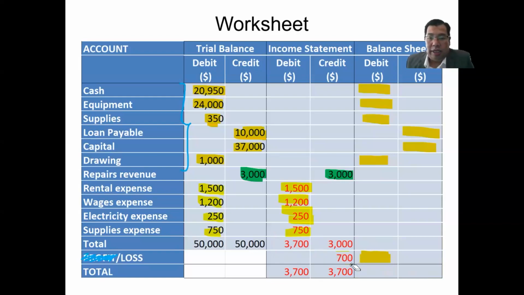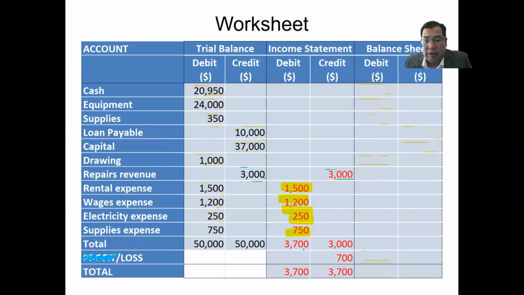From this process, you will be able to determine your total expense. Your total expense is 3,700. Your total revenue is 3,000. So your net loss is 700. Okay, and you are going to bring this net loss to your balance sheet. This is credit, so in this account you're going to debit 700.